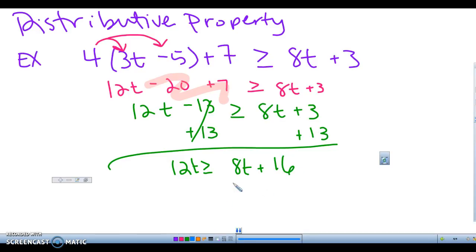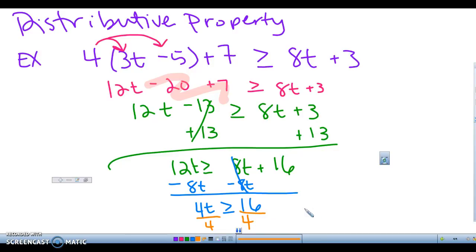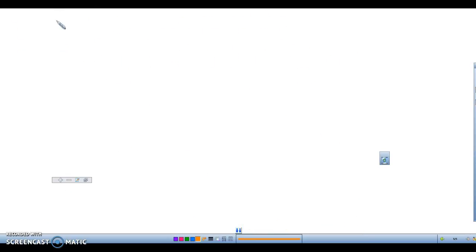Now I'm going to move my variable to the other side, so I'm going to subtract 8t off both sides. These will cancel. I'll get 4t is greater than or equal to 16. And lastly, I need to divide both sides by 4. So I get t is greater than or equal to 4. And of course, set builder notation on everything. Okay? Try this one on your own.